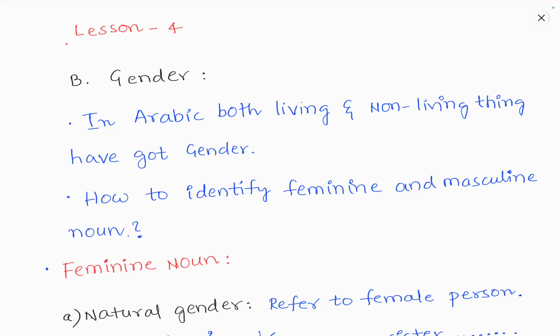So we were dealing with the characteristics of a noun. Now we have finished the first characteristic of a noun, that is definite and indefinite noun. Today we will be dealing with the second characteristic of a noun, that is the gender. In Arabic, both living and non-living things have got gender. Whereas in English, the non-living things don't have a gender, but in Arabic, both living things and non-living things have got gender. Then how to identify whether a given word is a feminine or a masculine noun?